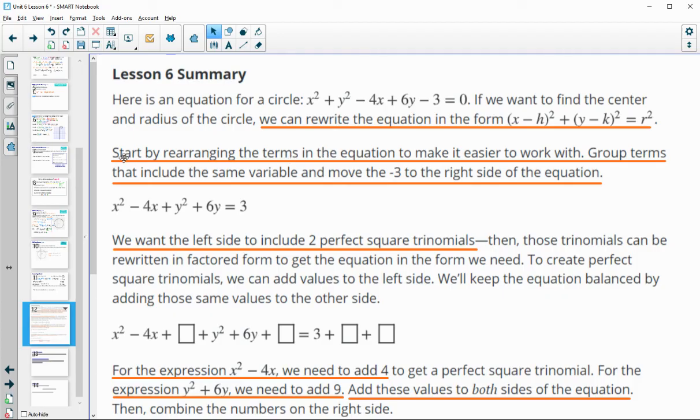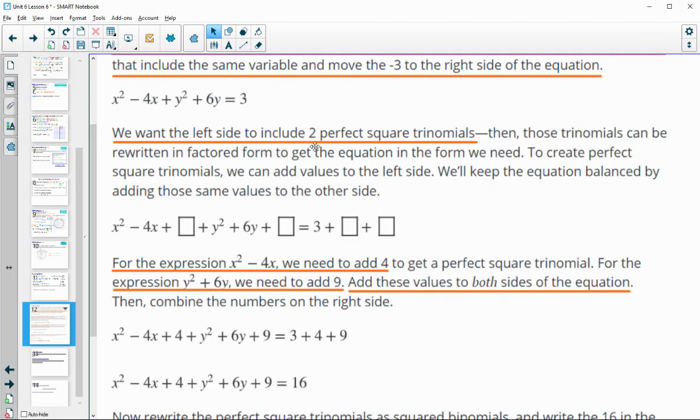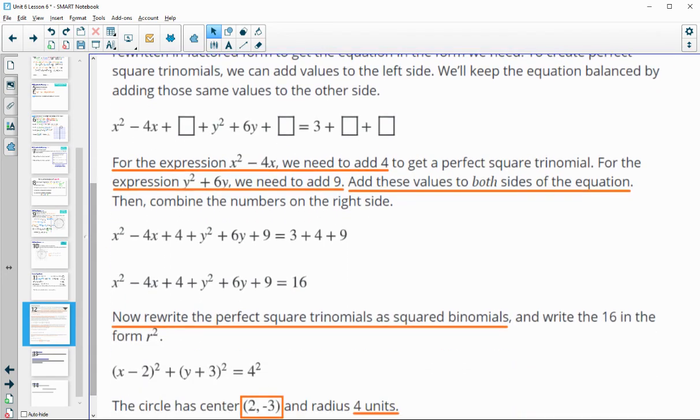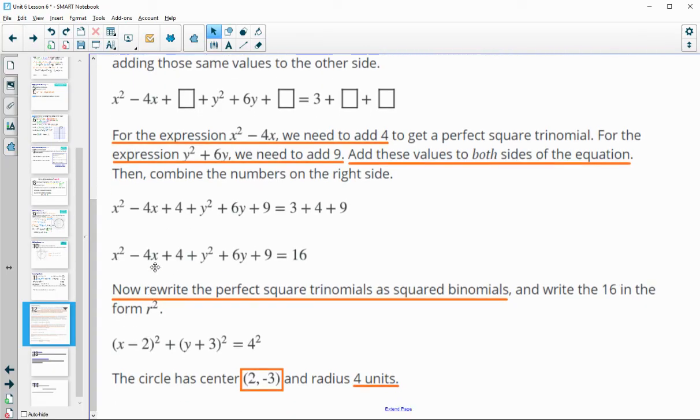Okay, so if you need more words of what that means, it says start by rearranging the terms in the equation to make it easier to work with. Group terms that include the same variable and move the negative 3 to the right side. Then we want the left side to include the 2 perfect squares. So we're going to figure out what goes in these boxes and be sure to add it to both sides. Then we'll end up writing those perfect square trinomials as binomials squared so that we can get the center.